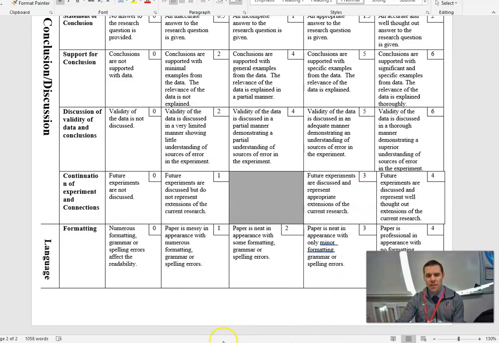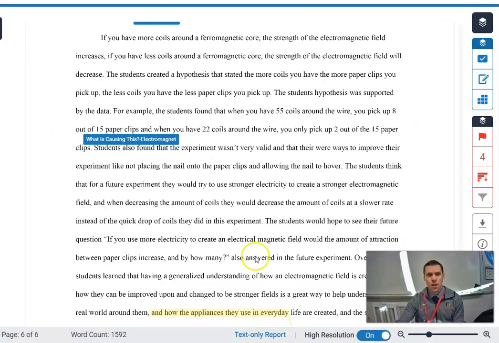So let's have a quick look at an effective lab report from some student work. I'm not going to share their name, but this is a pretty effective conclusion paragraph. They start off by identifying the hypothesis, their prediction. They are wrapping wire around a ferromagnetic core, and from there they are testing the strength of an electromagnet by picking up a number of paper clips.